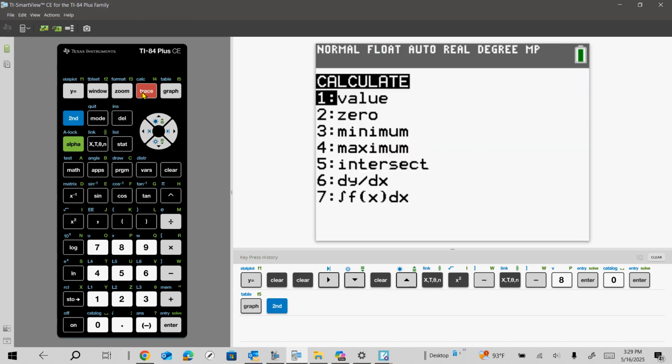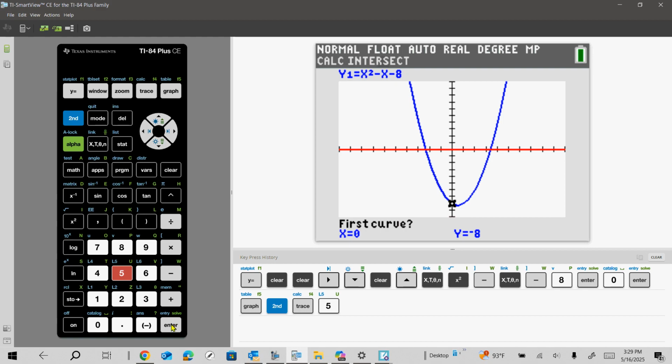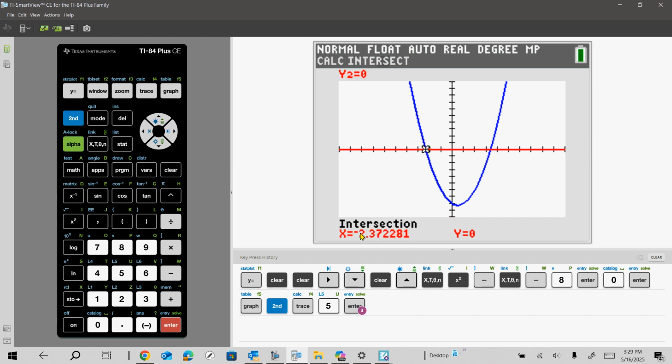The way you can use your calculator to get the answer is you put both equations in, then you go second trace, and you pick 5, which is intersection, and then you hit enter 3 times. Enter, enter, enter. You should see the blinking cursor at that intersection on the x-axis, and then you should see the word intersection. So one of our solutions is x equals negative 2.372281, but I can round this to negative 2.4 to the nearest tenth.